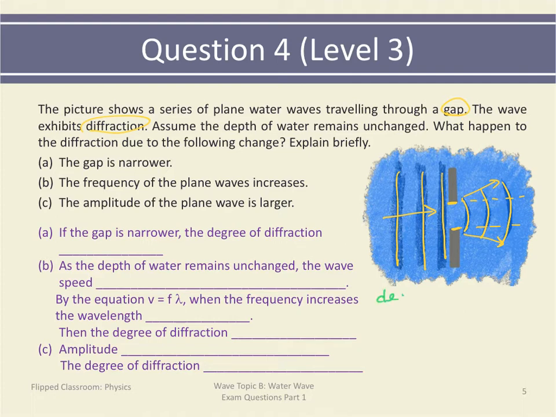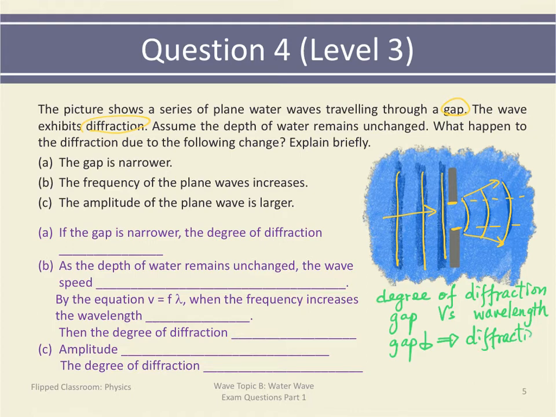First, we have to remind ourselves that the degree of diffraction depends on the relative size of the gap and the wavelength. That means when the gap relative to the wavelength decreases, the diffraction will increase. So in part A, when the gap is narrower, the degree of diffraction will increase.